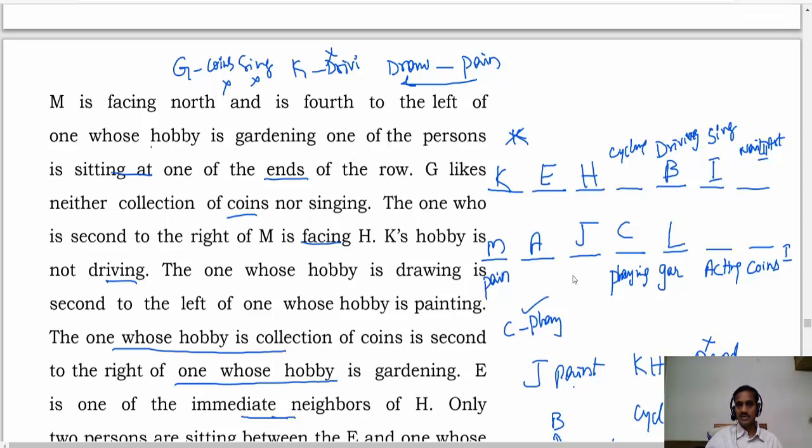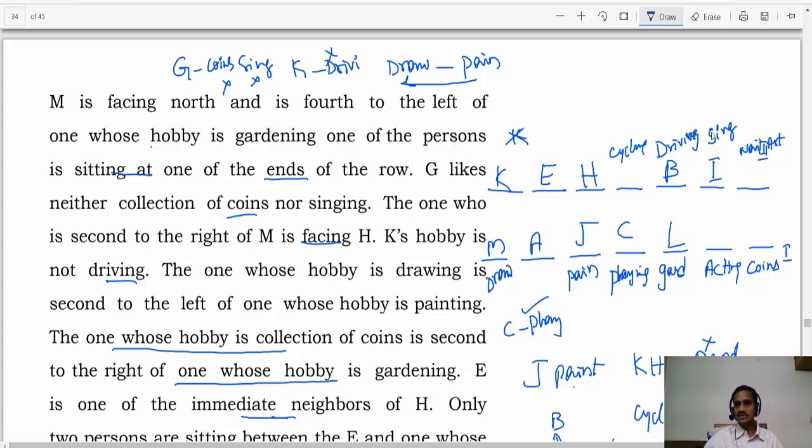C is playing, done. J is painting. And next, this M is drawing. Drawing is seated second to the left of painting. Now this M is drawing. Drawing is done. Now drawing, painting, playing, gardening, acting and coins.